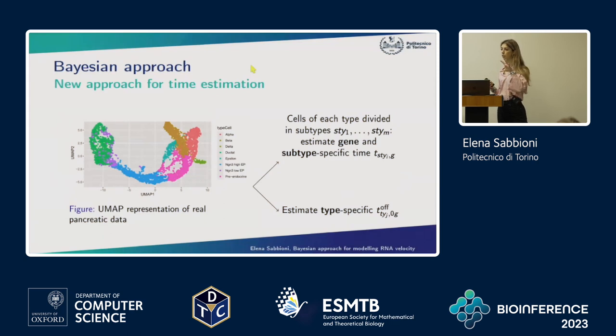Well, we don't have different times for different cells. We have only just one observation, so we don't know in which part of the life cycle a cell is.